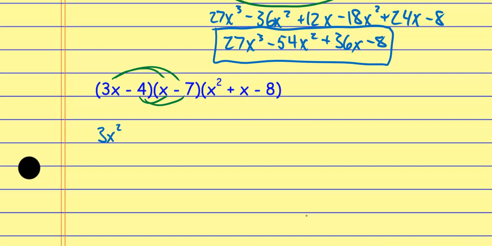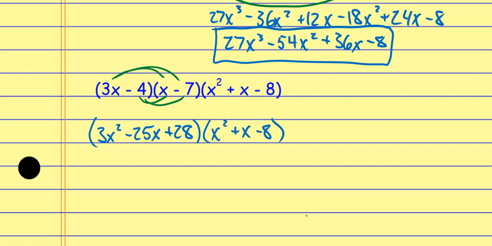And then these middle terms are the ones that are going to get added up. So, 3x times a negative 7 is a negative 21x. Negative 4 times x is a negative 4x. So now I have a negative 21x and a negative 4x. That's a negative 25x. Okay? That's how I do it in my head. And then negative 4 times the negative 7, that last piece, is the plus 28. Okay? So again, I'm using my distributive property. And now I've done that with those first two.